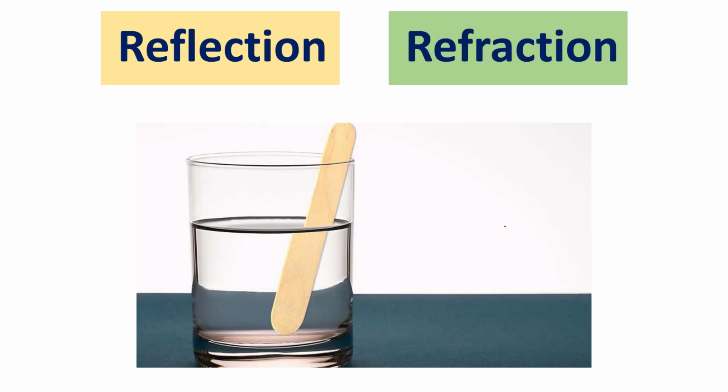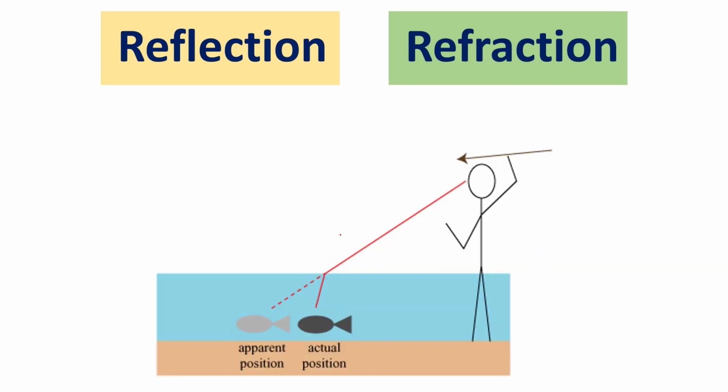Student, this one, reflection or refraction? It is not a mirror, it is refraction. Look at this, student. Can you see it? If the light refracts and the thing does not look like the real or original one, we call it refraction, okay? This one, refraction.